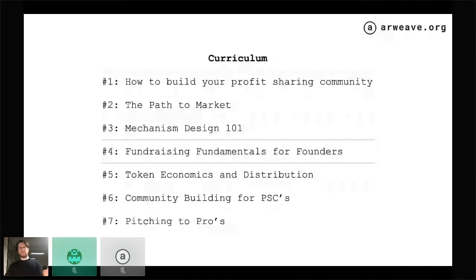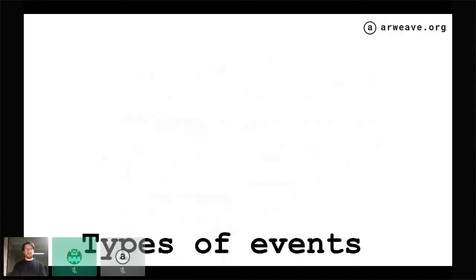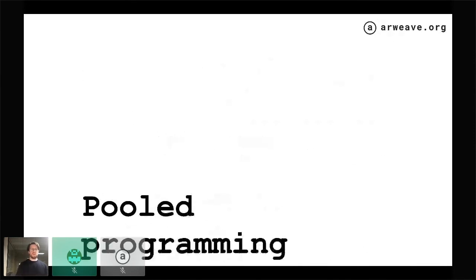This is one type. As I mentioned, this is the backbone, but the flesh, if you will, around this backbone will be a series of other types of events that are much more targeted. So we'll have, for example, pooled programming. These are live coding sessions, both with developers from the ecosystem as well as core developers from the Arweave team. And they will help you troubleshoot, and they will help you understand better how to build the things that you want to build.